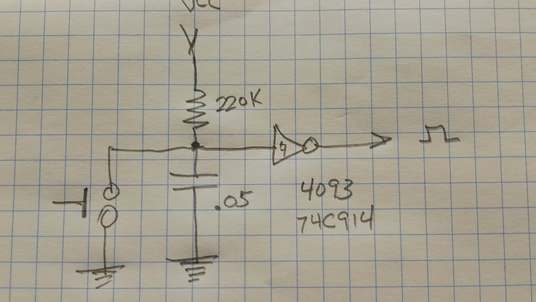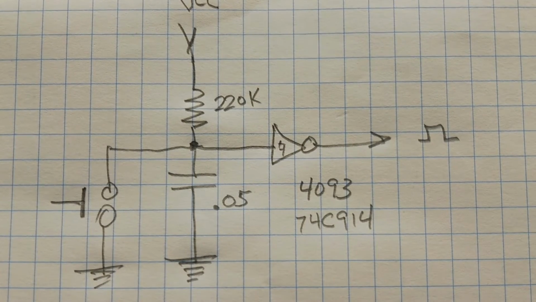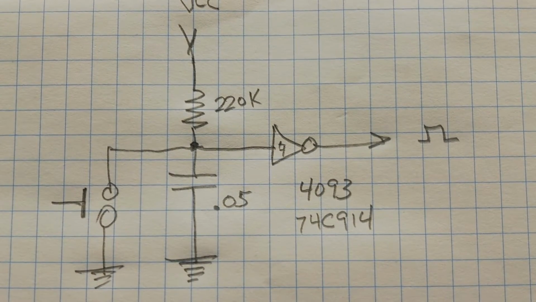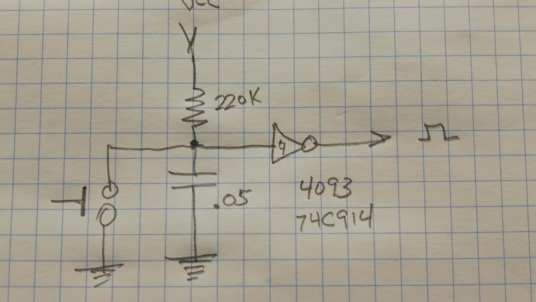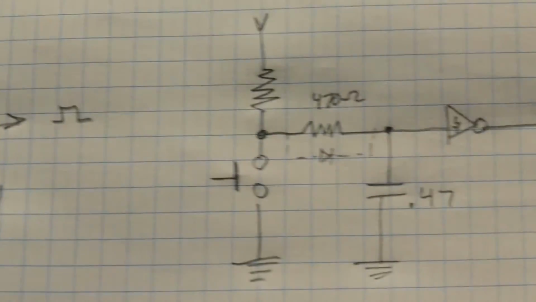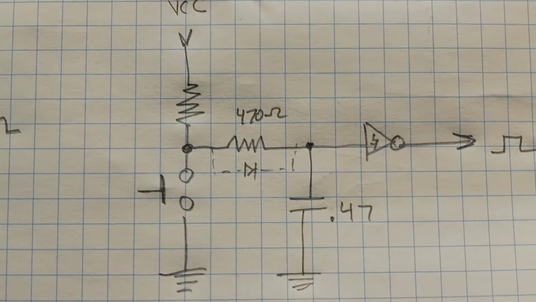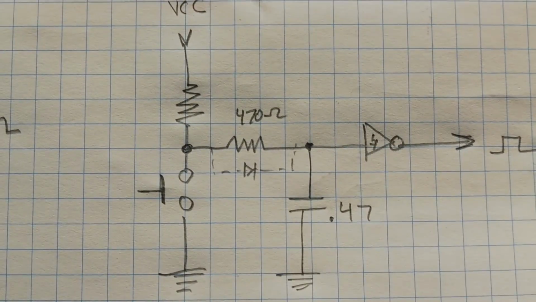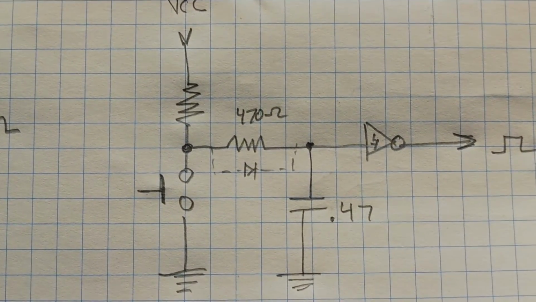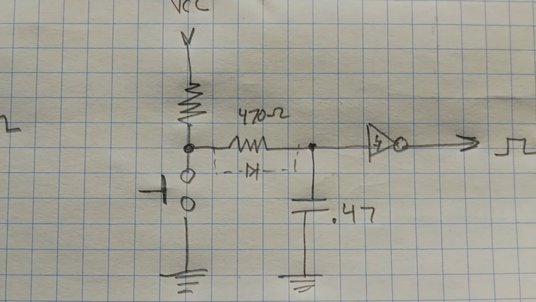Now a lot of engineers don't like to put a switch across the capacitor to discharge it. They'll decrease the contact life of the switch. So there's a variation of this circuit where they put a resistor in series from the capacitor to the switch. So that will limit the current through the switch when it's discharging the capacitor.